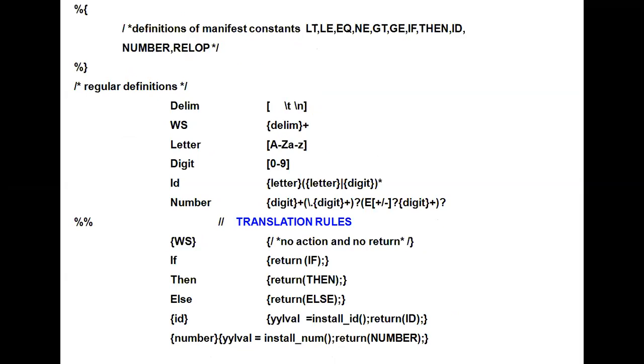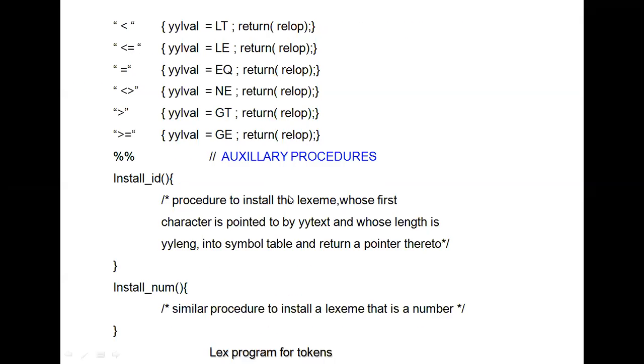Here the program consists of 3 parts. One is a declaration part, another one is a rule section part, and the third one is a procedure part. If I want to implement an identifier, I need to install ID. If I want to implement any number constants, I need to install the number functions, right? That's why we write these in a procedure part. And this is the way of writing the specification file in a LEX program. I think you all are clear about this.